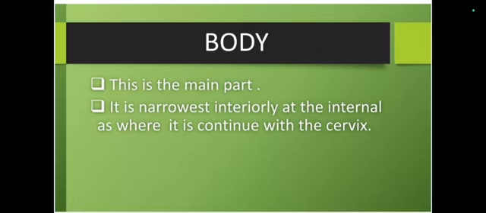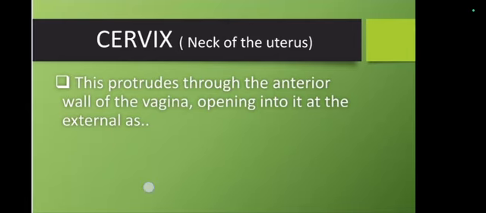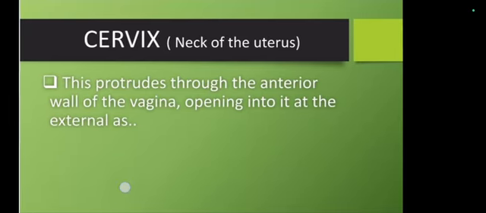When the baby forms, the baby will stay in the body of the uterus. It is narrowest inferiorly at the internal os, where it is continuous with the cervix. The cervix is the neck of the uterus. This protrudes through the anterior wall of the vagina, opening into it at the external os. So there is an internal os and an external os.